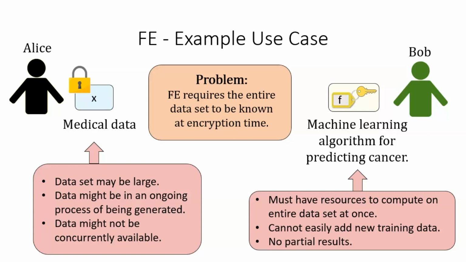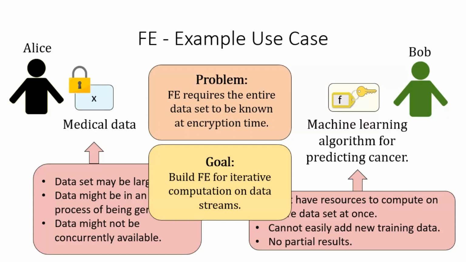So to solve these problems, what we'd rather have is a functional encryption system that lets you compute on data as it arrives. So we want to build FE for iterative computation that works on data streams, where the idea is that as data becomes available, Alice and Bob can start this encrypting and decrypting process of computing on the data. And so that's what we do in this work: we build a new type of FE, which we call streaming functional encryption, which will do exactly this.